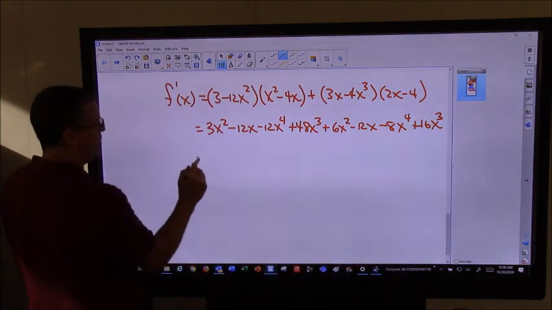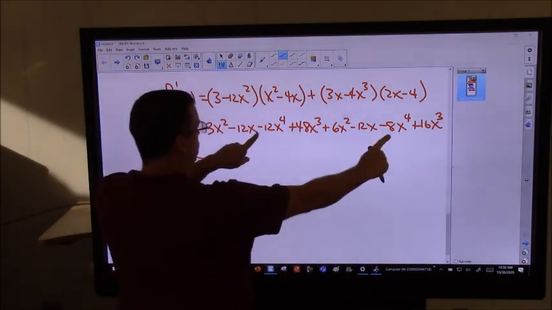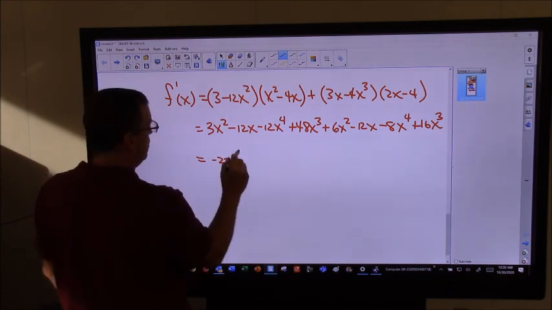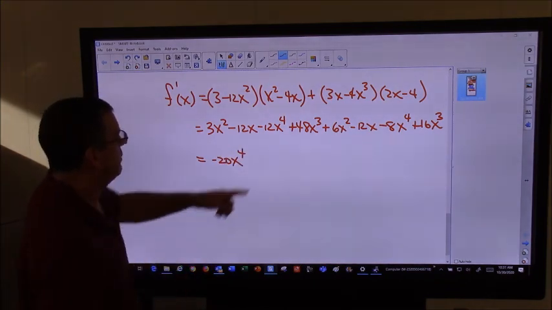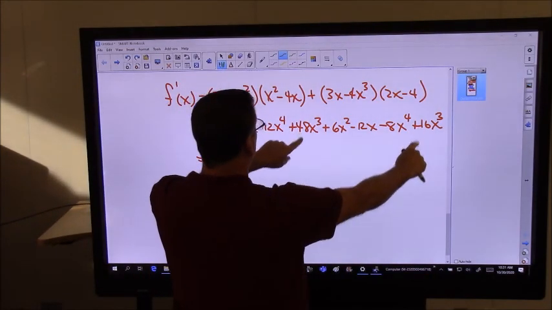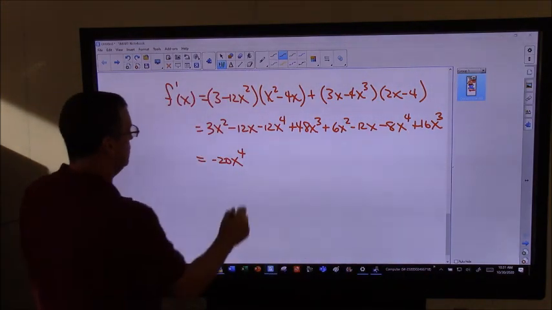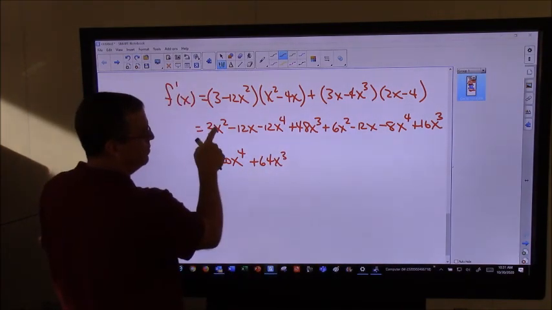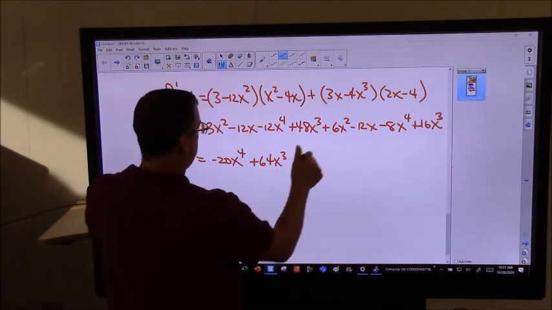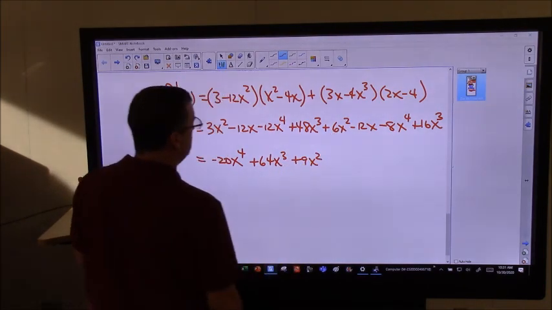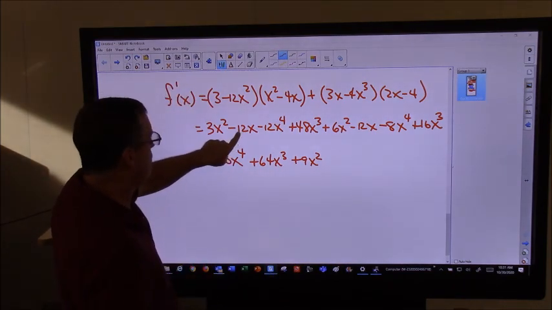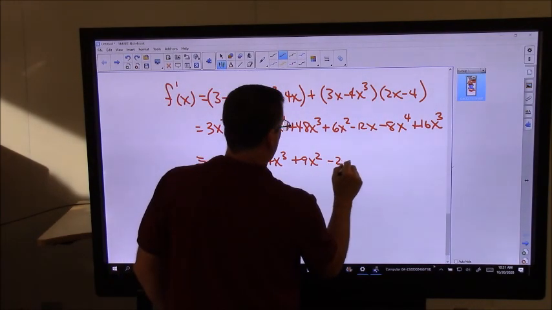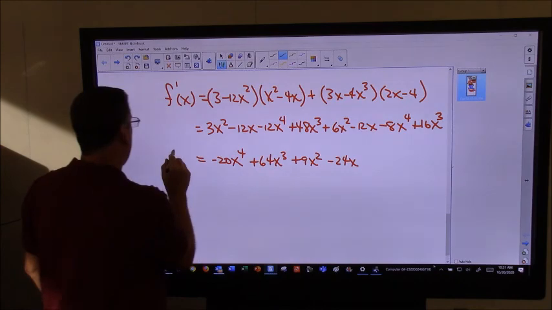And now I just got to add up all the like terms. So a negative 20x to the fourth, and then I've got 48 plus 16, that would be 64x cubed. My x squared term, I've got a 3 and a 6, so that would be plus 9x squared. My x terms, I've got a negative 12 minus 12 more, so that'd be minus 24x. And there it is.